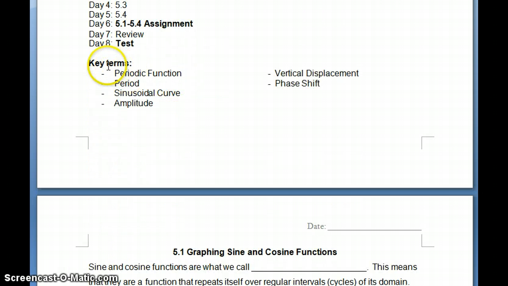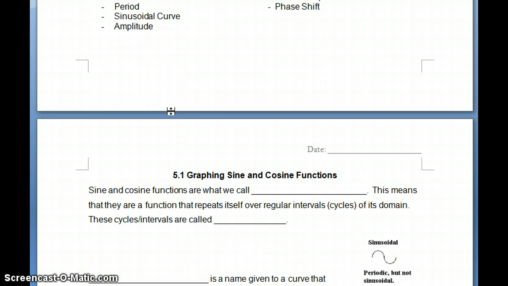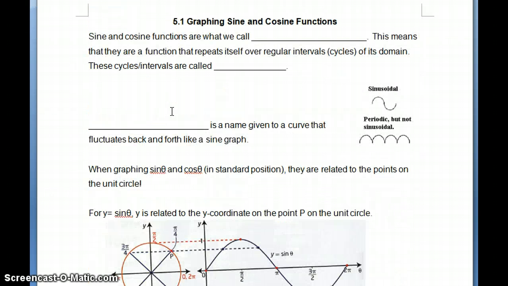Here we also have our key terms. These are just words that you'll see throughout the chapter. I don't ask you to memorize these definitions. They're just important to know, so I put them out there for you to see to help you study. Alright, so that's that. Let's get into section 5.1.